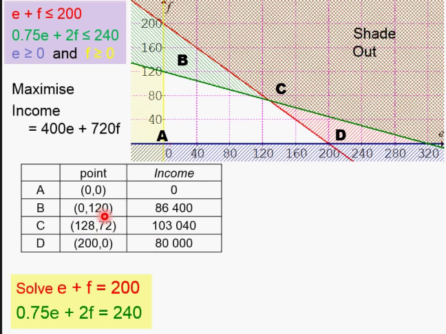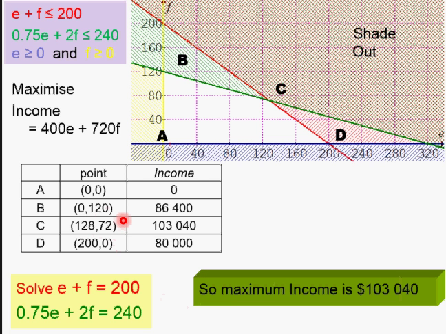whereby we are expected to have about 128 economy class passengers and 72 first class passengers to get us a maximum profit of $103,040. So you need to do all this in order to get a final outcome, and like I said, to get the maximum profit, the airline has to get 128 economy class seats and 72 first class seats. You need to write this as a statement in order to complete your assessment.